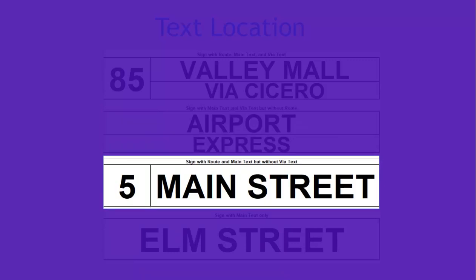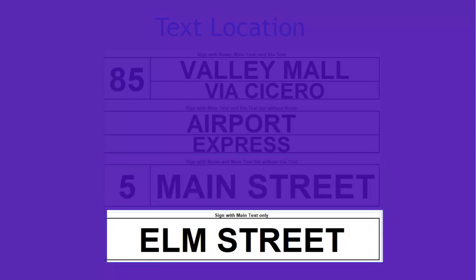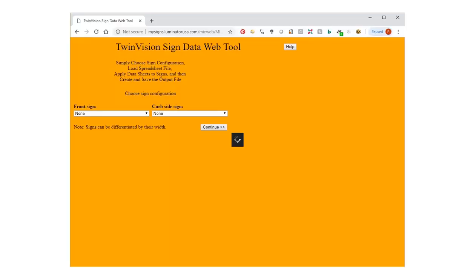This example is a sign with route and main text only, and no via-text. And finally, this example is a sign with main text only. Loading the spreadsheet file into the web tool. You're now ready to load the spreadsheet file into the web tool and apply front and/or side data sheets.